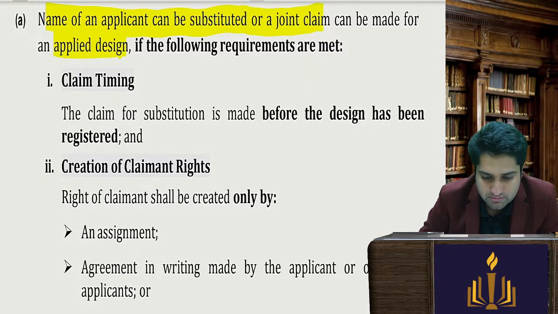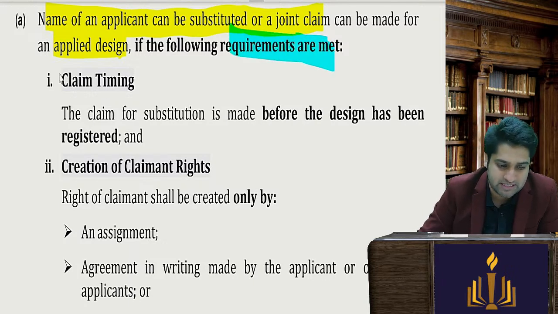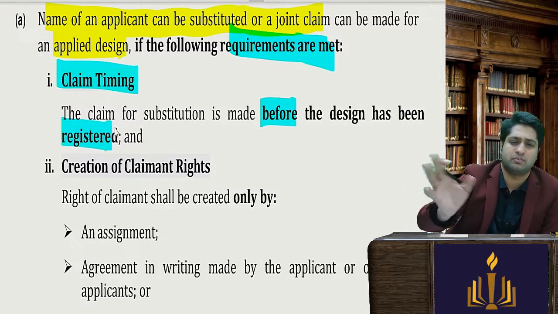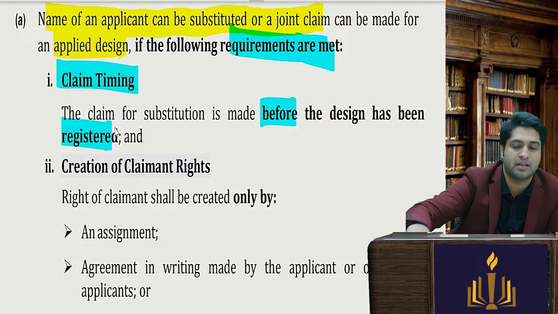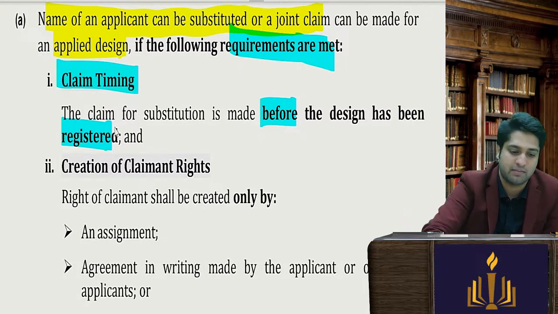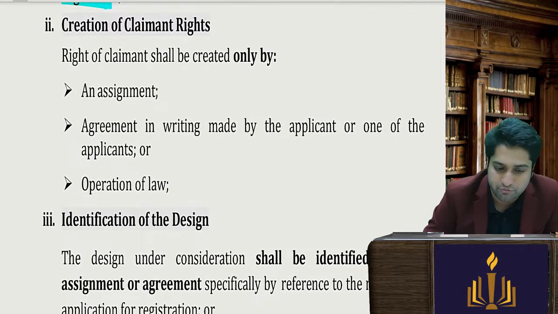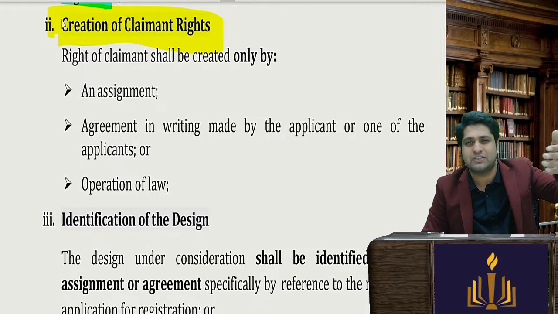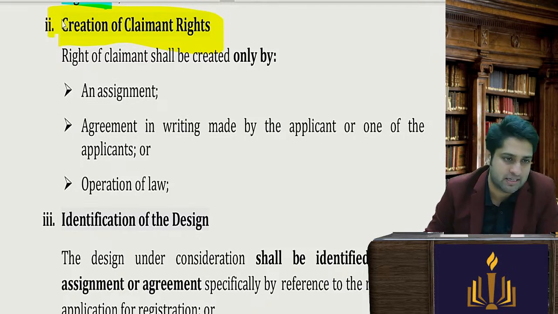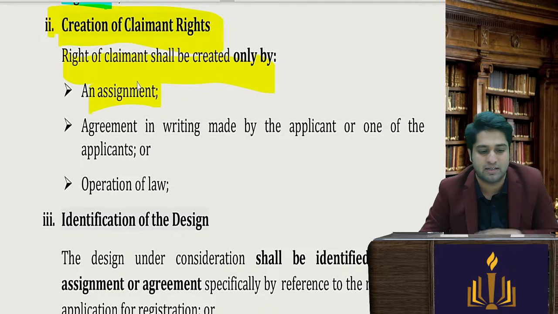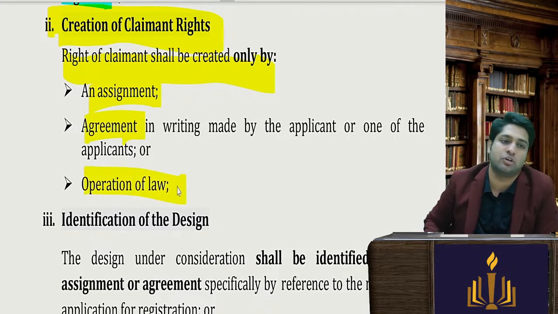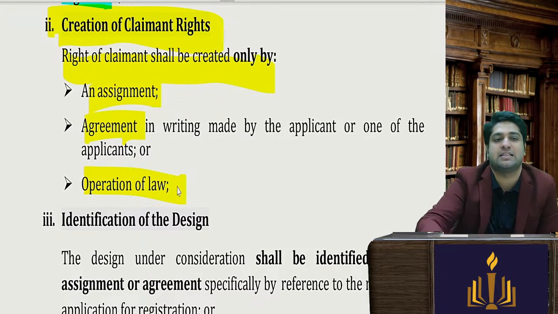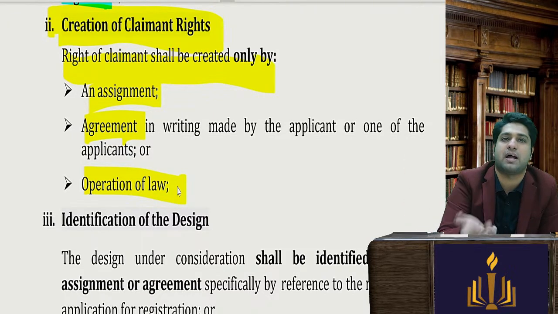So what are the conditions? Requirements. First is timing. The claim for substitution should be made before it is registered. Obviously, before this application is disposed of, you make a request that please remove him and put my name. Second, creation of the claimant's rights. As we saw earlier also, we'll ask how did you get this right? So you will have to say that it is by way of assignment or an agreement or by operation of law. Operation of law could mean someone passed away and the legal heirs are saying that, listen, he had applied, now substitute it in my name.